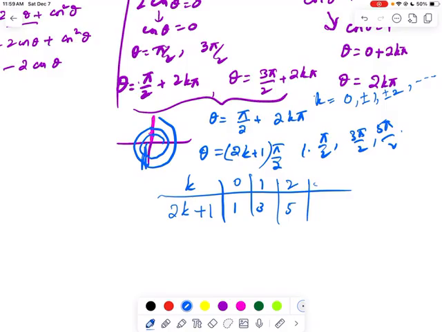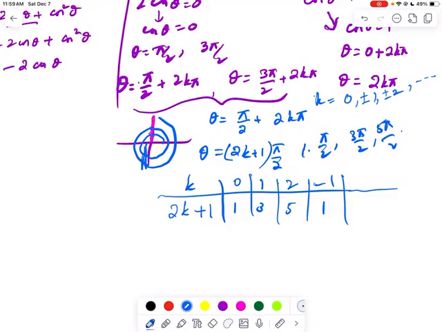Let's try some negative values. So negative 1 will give me 1. Because when we talk about the set of integers, we talk about the positive integers and negative integers, and also 0 included in there. And when we talk about odd integers, it means positive odd and negative odd. Similarly, for even integers, we include positive even, negative even, and we include the 0 in there as well.